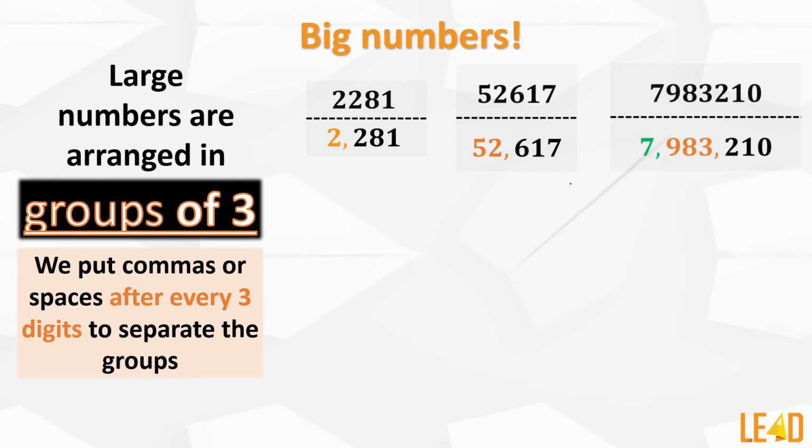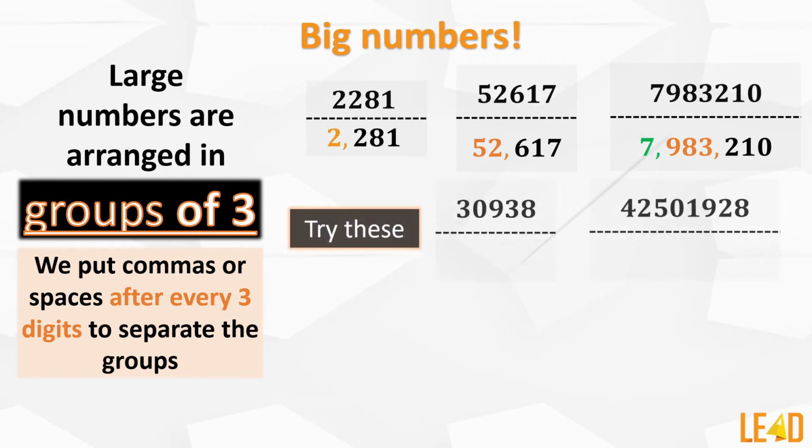This has about seven digits. So again, we count from the back. You count one, two, three, put a comma. Then you count one, two, three again, put a comma. So now we have three different groups. I'm going to tell you what these groups mean in the next slide, but you need to practice this. So pause the video, try this out, and then play it when you're done.